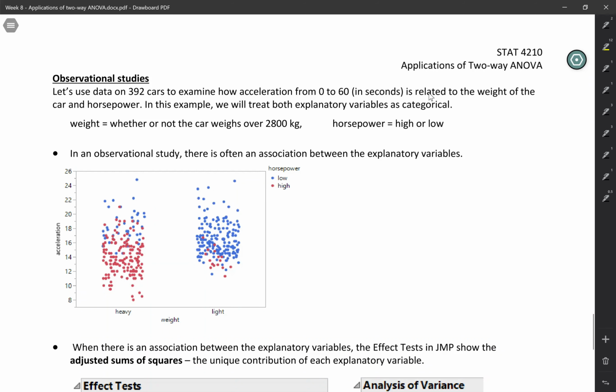Up until now, we've been talking about using a two-way ANOVA for an experiment. So either a full factorial design where everything's randomly assigned, or a randomized block design. But two-way ANOVA can also be used in observational studies.